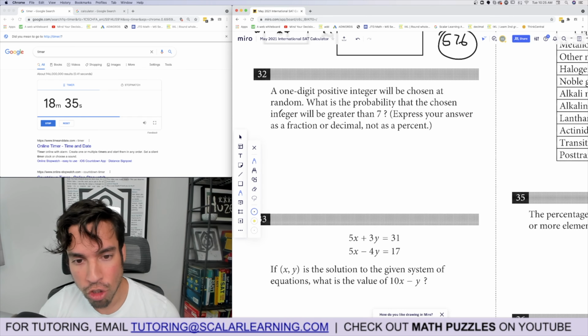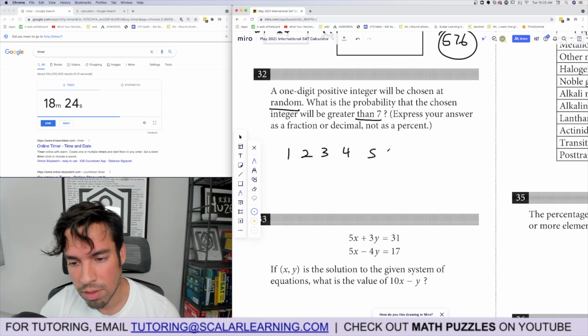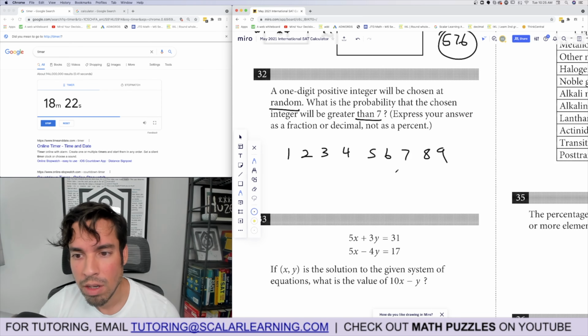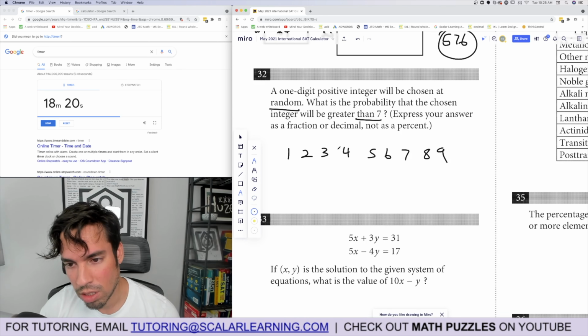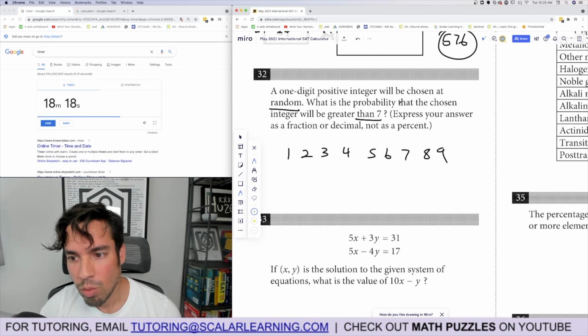A 1-digit positive integer will be chosen at random. What is the probability that the chosen integer will be greater than 7? Okay, 1-digit positive integer. So 1, 2, 3, 4, 5, 6, 7, 8, 9. Those are all 1-digit positive. 0 doesn't count. What is the probability the chosen integer will be greater than 7? So 2 out of 9.